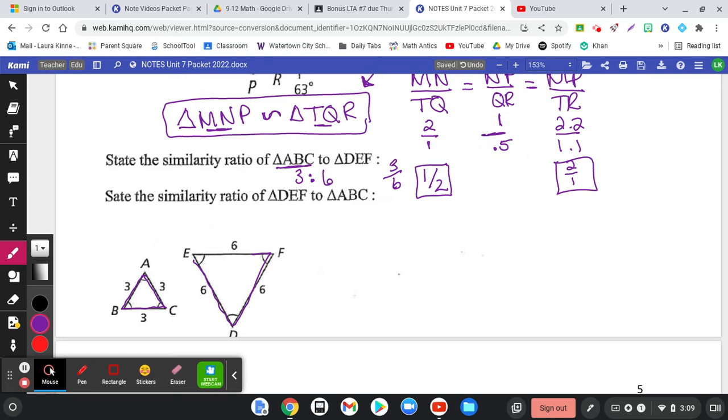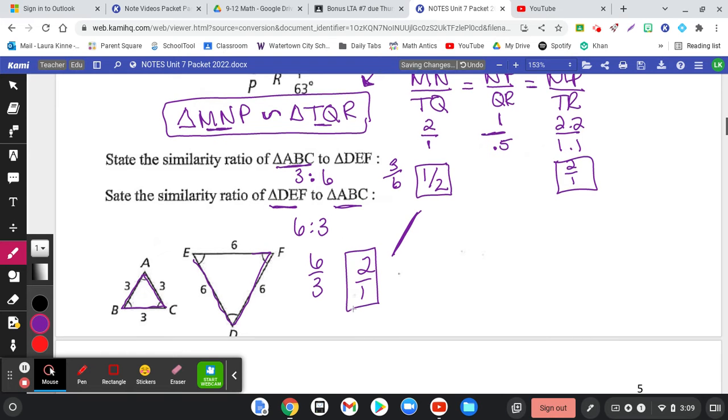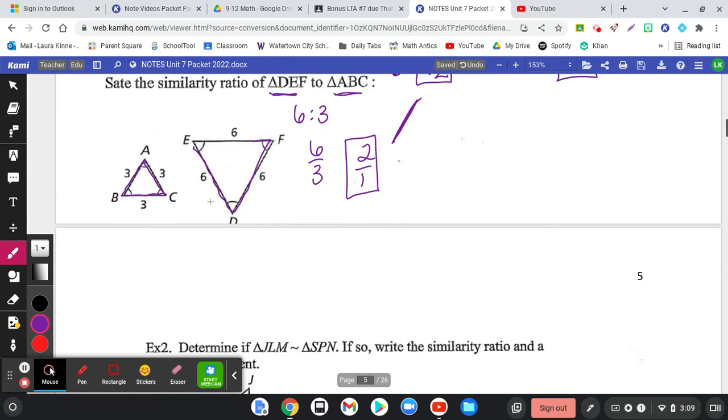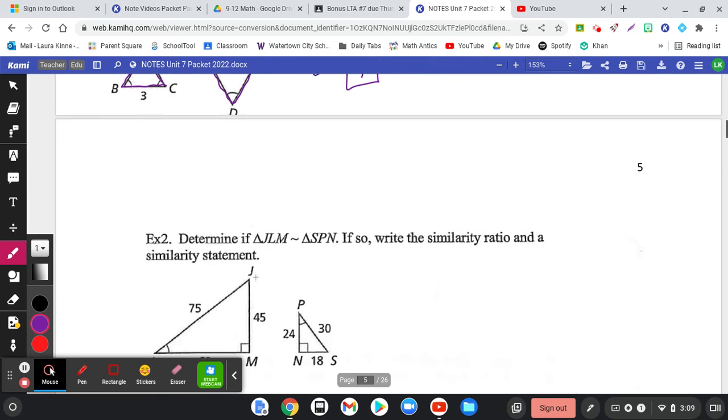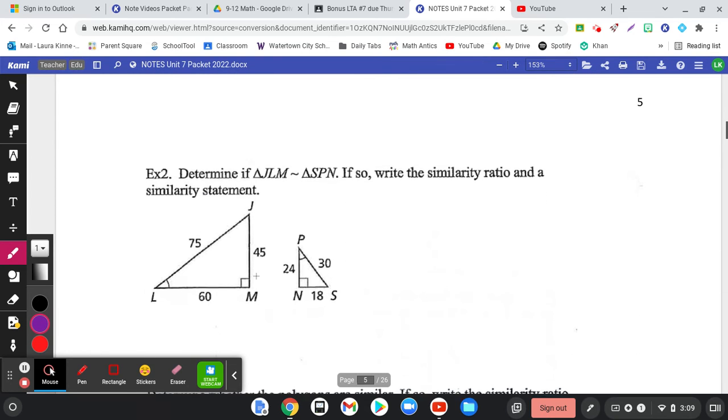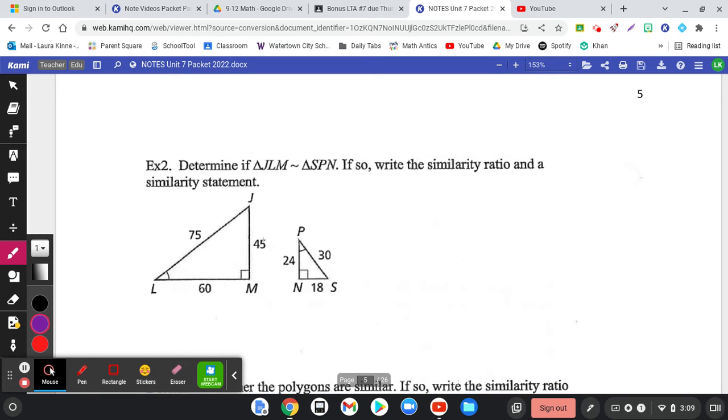Now it says what's the similarity ratio from DEF to ABC. So DEF would be 6 to 3, or 6 over 3, which simplifies to 2 over 1. So look at the difference between those. They're not the same. The order does matter. So basically what it's saying is every side here is doubled to get this one. Okay, go to page 5. Let's do some more practice with this.